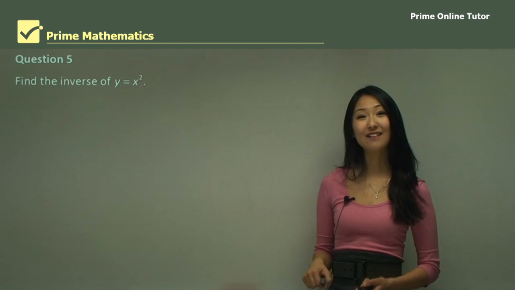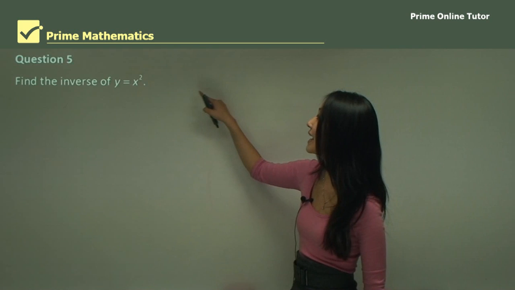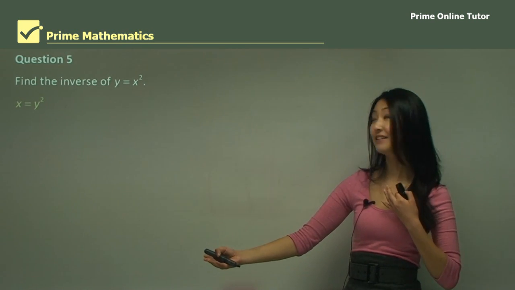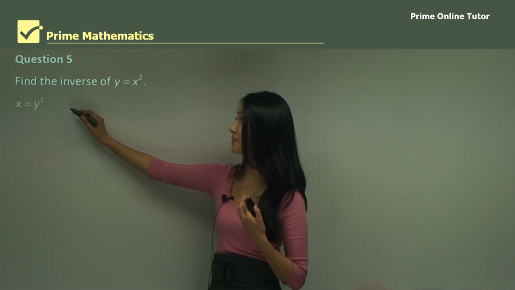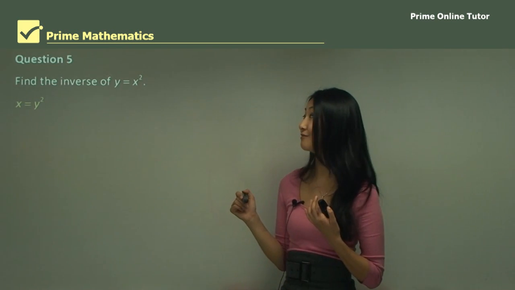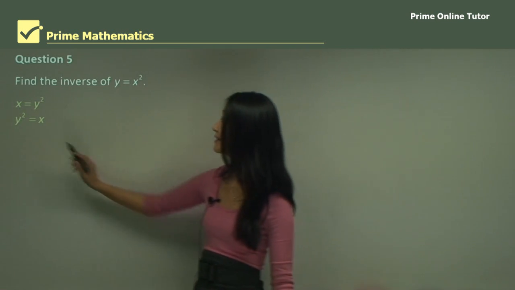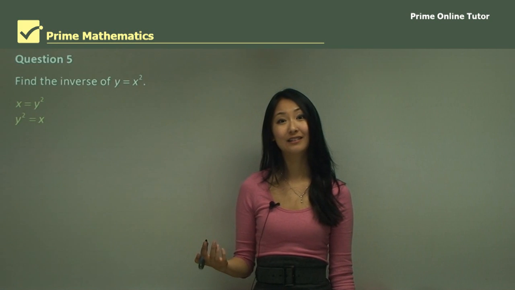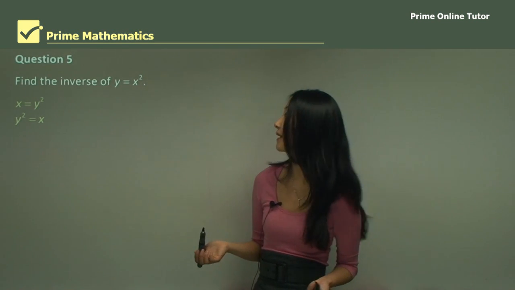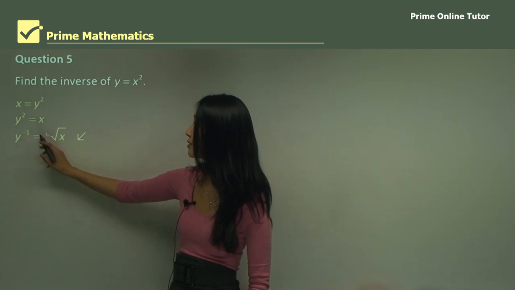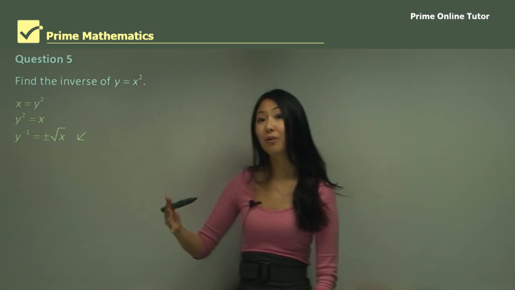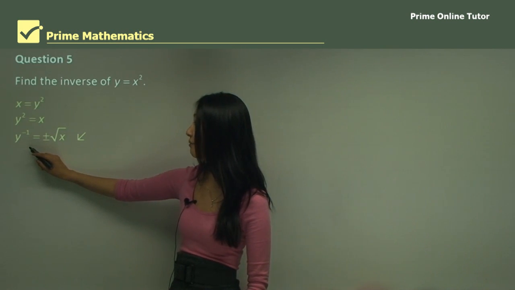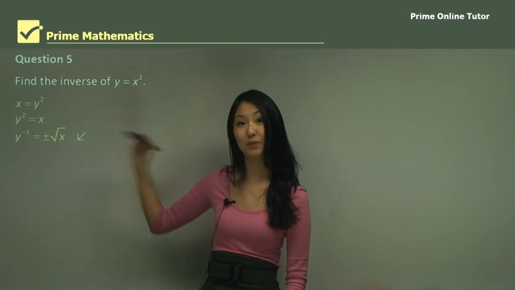So in question 5, we want to find the inverse of y equals x squared. So switching the x and y values, we will get x equals y squared. So if we still want to make y the subject, so moving y to this side, how do we normally get rid of a squared? Yeah, that's right. We need to square root it, don't we? Now, if we square root x, we always need to add plus and minus, don't we? So the inverse of y here equals plus and minus square root x.